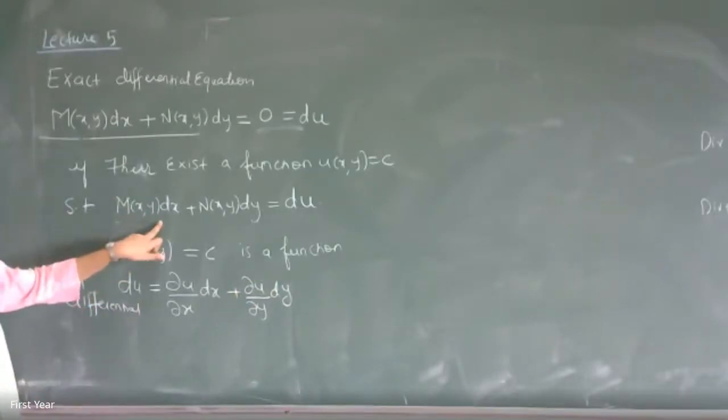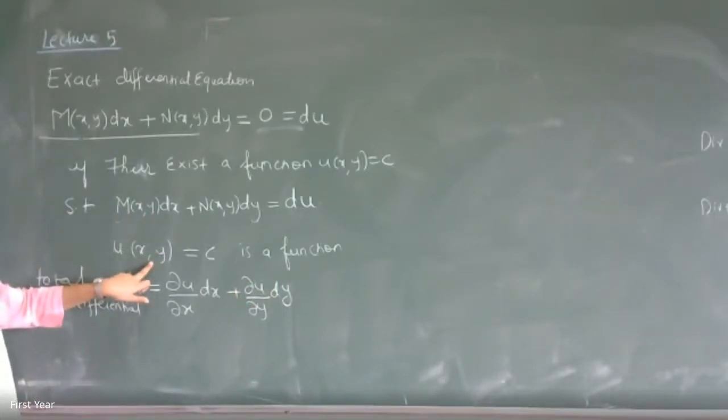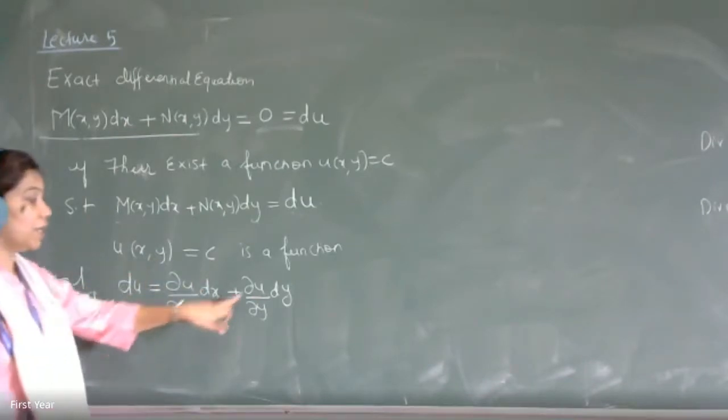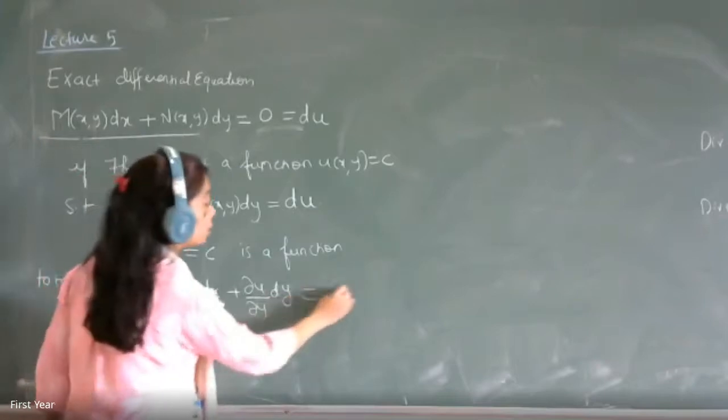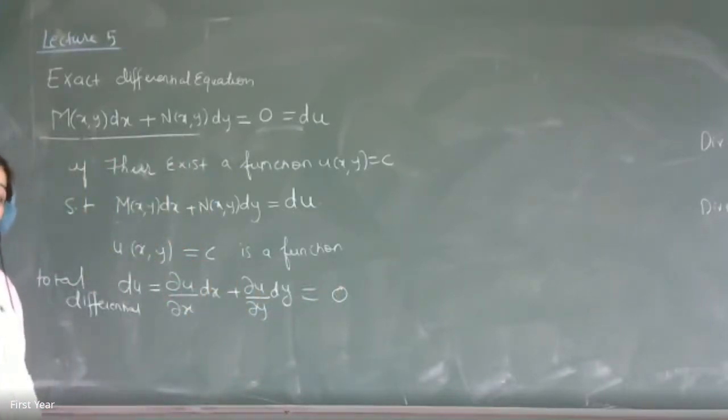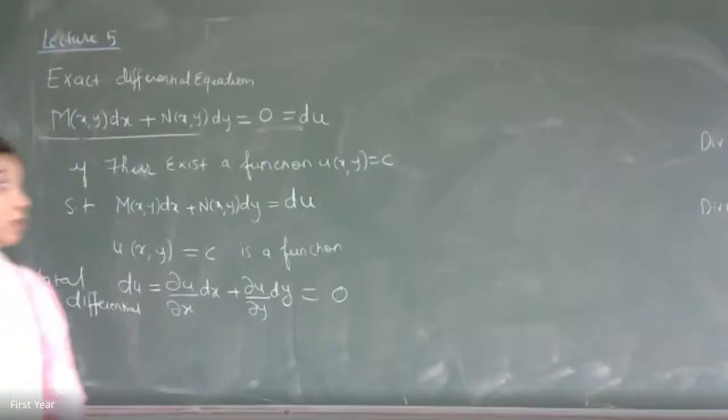This is your question. If there is a function u(x,y) equal to c, then what is du? du is del u by del x dx plus del u by del y dy is equal to 0, because the derivative of a constant is 0. Clear? Everyone? Yes, ma'am.